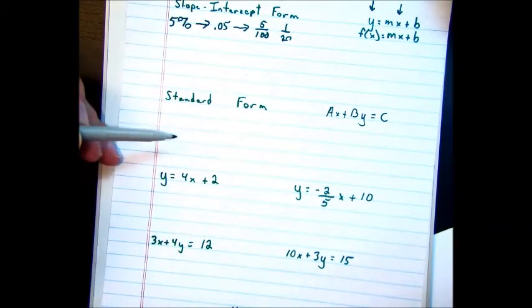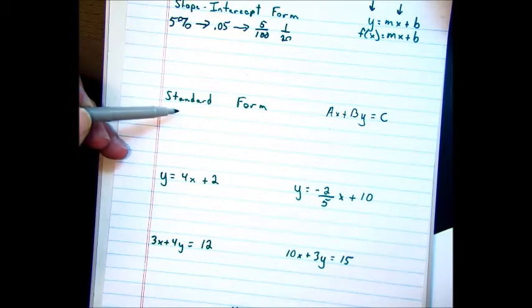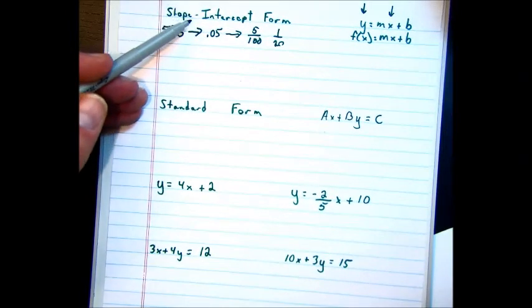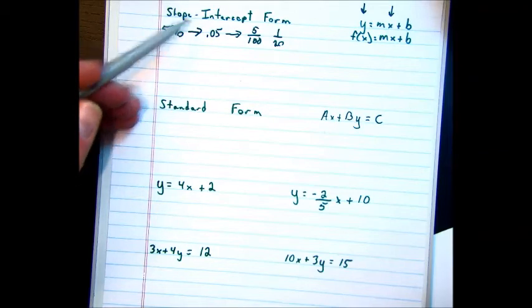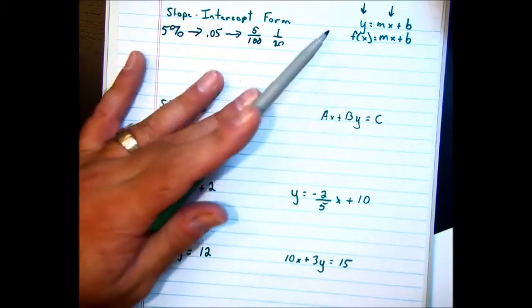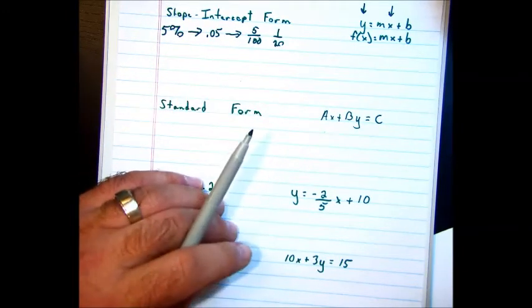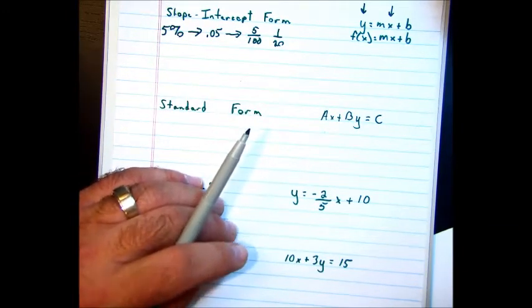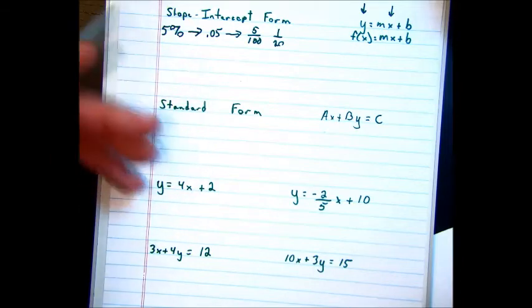Understanding standard form is a way of writing the problem. Slope-intercept form is a way of writing a problem. They are the same line using similar numbers. They just have different rules. All right, so how do we switch back and forth?